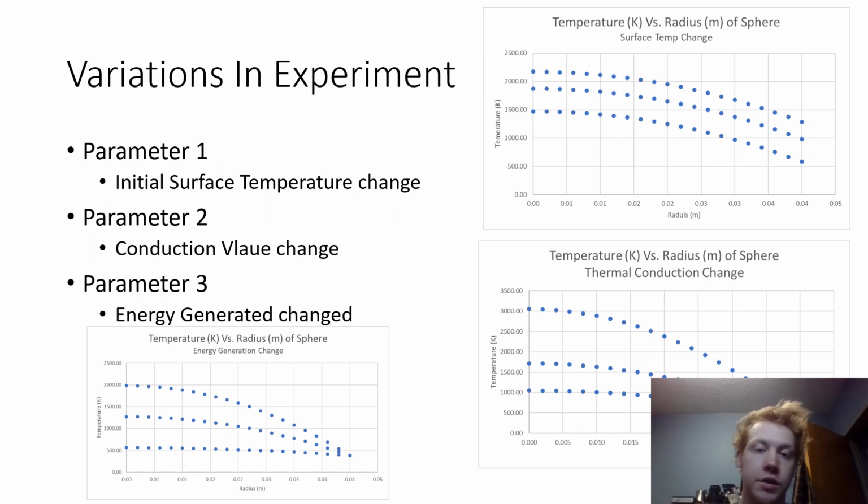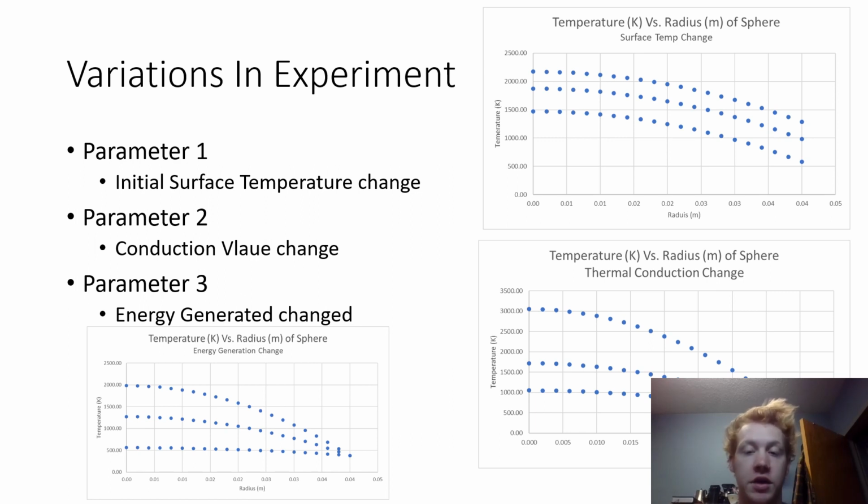Parameter 1 was the initial surface temperature. I changed it, and it looks like on that first graph at the top there, no matter what I change, it still looks like the same first order function. So it looks the same.